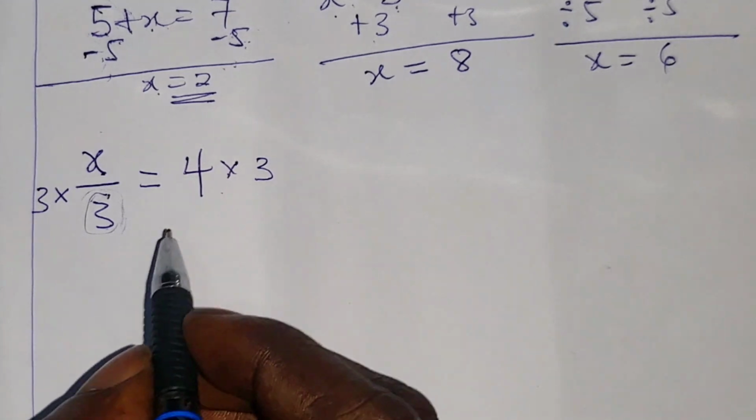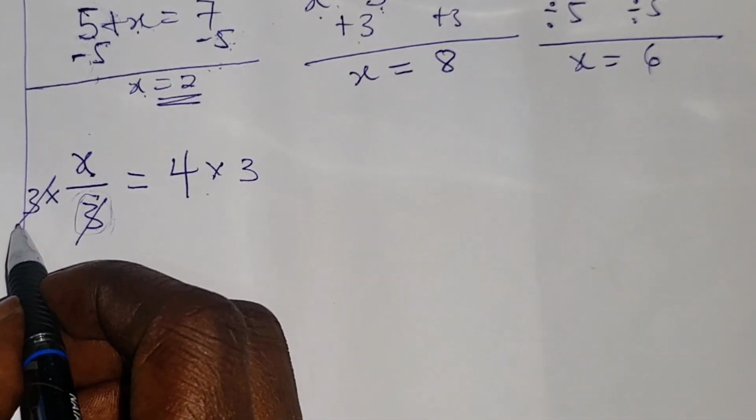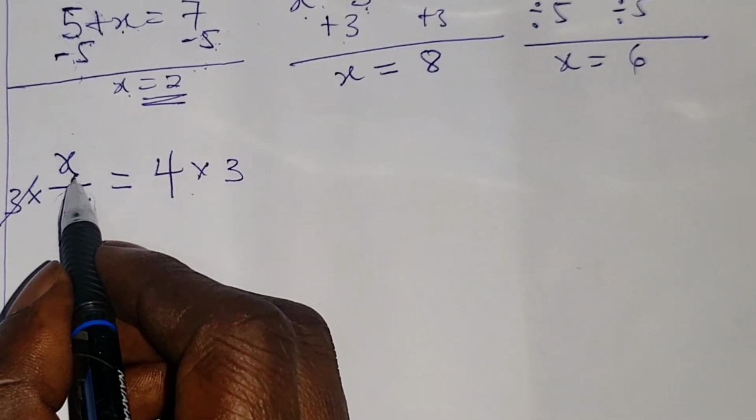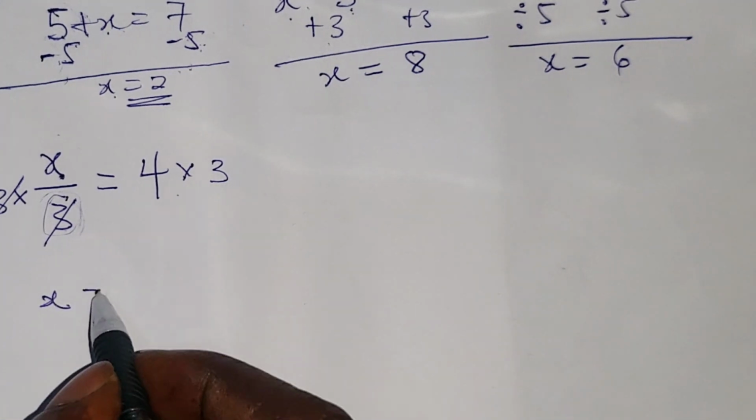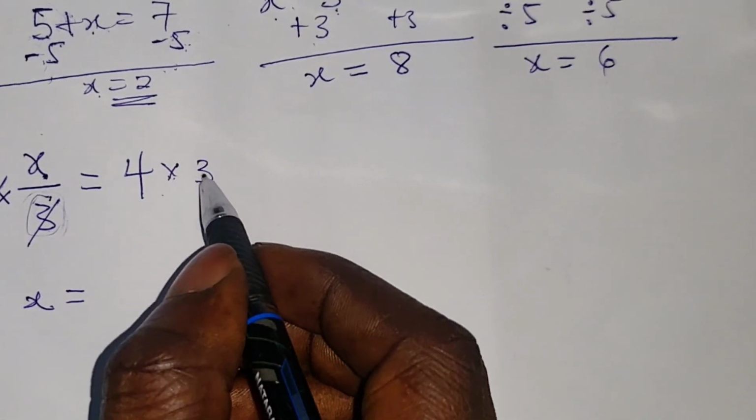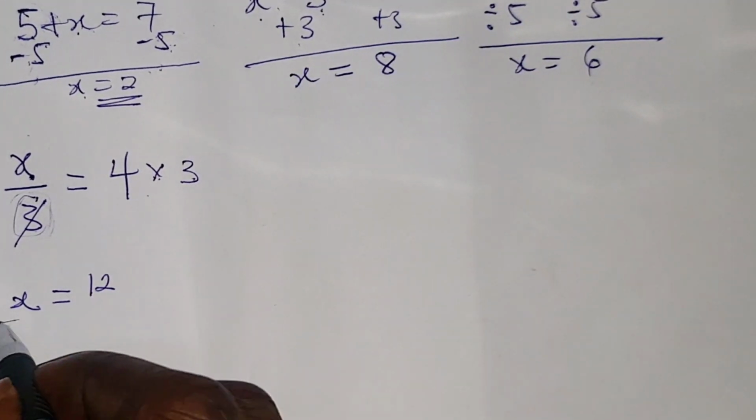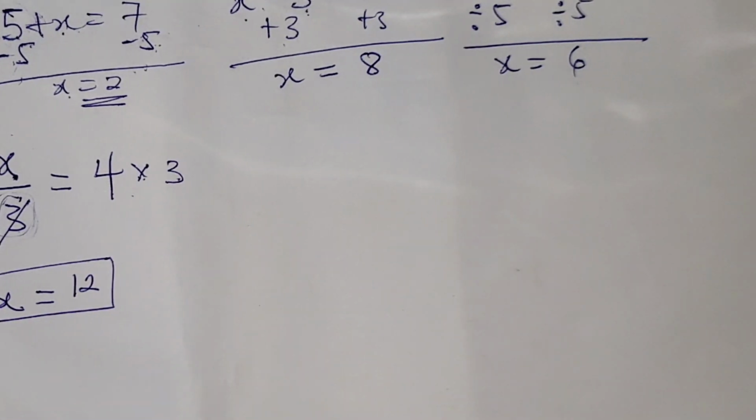What happens when we do that is that this 3 will cancel this 3. Now we are only left with what? x. Then you see x is equal to 4 times 3, which is 12. So we get our answer. Now let's try another example.